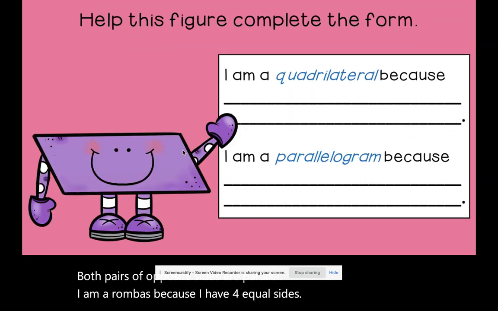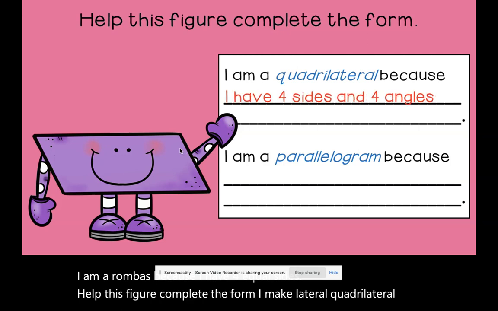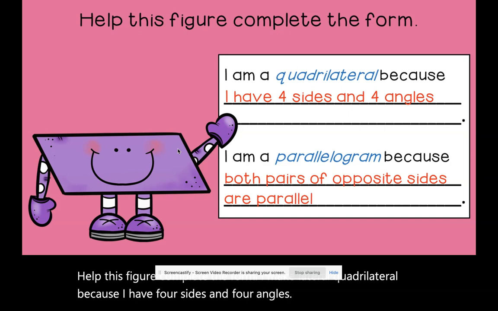Help this figure complete the form. I am a quadrilateral because I have 4 sides and 4 angles. I'm a parallelogram because both pairs of opposite sides are parallel.